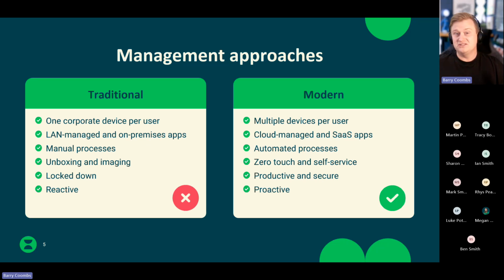We would buy new devices from people like Cascade and Dell and Microsoft, get them into IT, get them set up on a desk, and then image them and get them ready for the user. And we would, as I've already said, lock down those devices as tight as possible to try and enhance security. When a user then had a problem, we would react to that problem, apply the relevant updates, patches, and get it ready for the user.